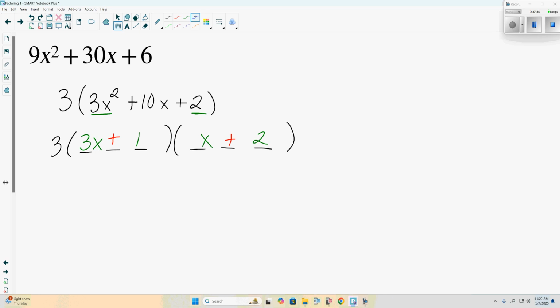And then we can check to see if we get 10x. 3x times 2 is 6x. 1 times x is plus x, giving us 7x. Is that the middle term we wanted? No.